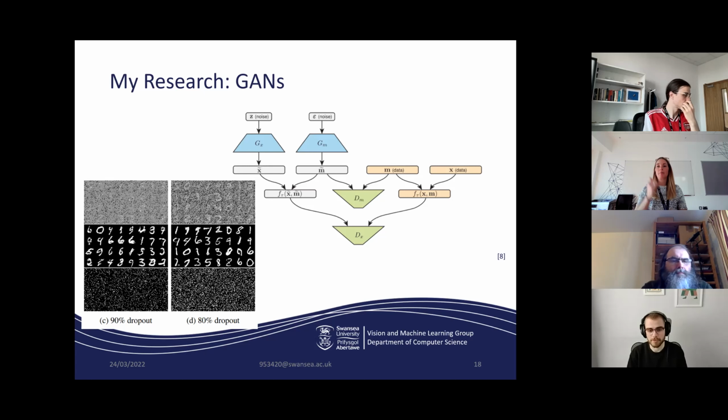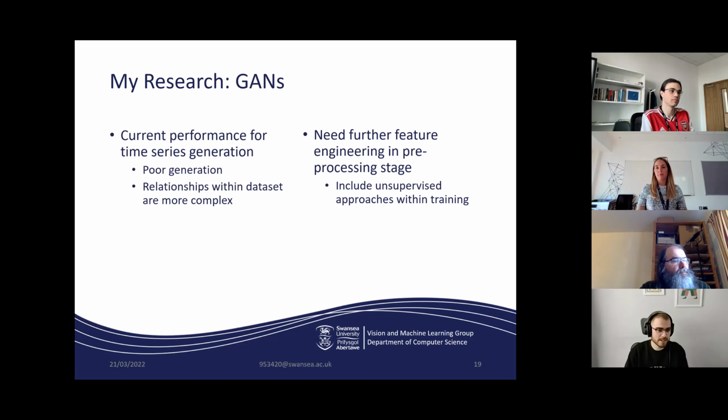I think it's very interesting how well this works. But as all machine learning researchers are aware, this handwritten digits data set is not particularly challenging to infer meaning from. You're not getting much variation in what looks like a 7 and what looks like an 8. So trying to convert this to my domain of time series features has been more challenging. The current performance is extremely poor. The generation is not great.